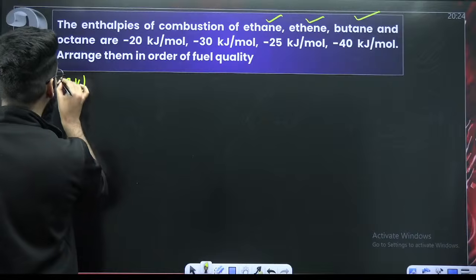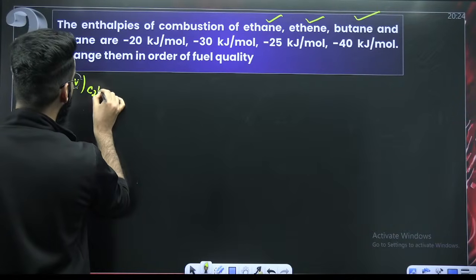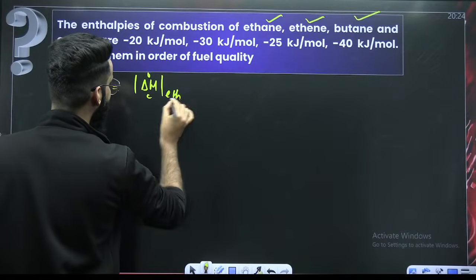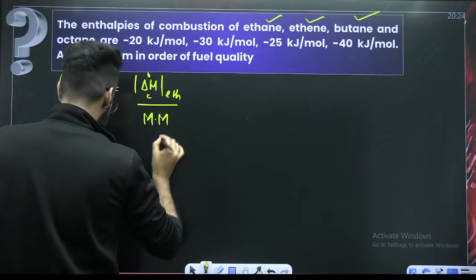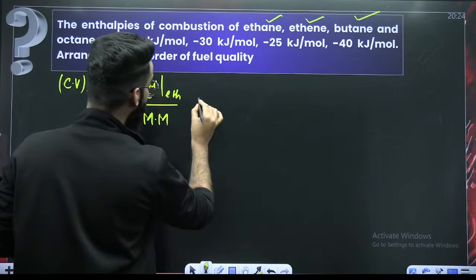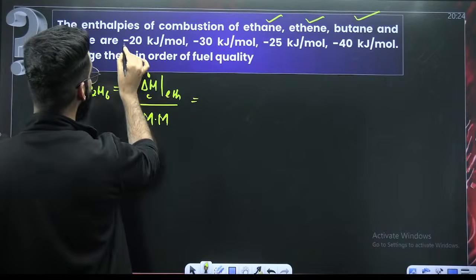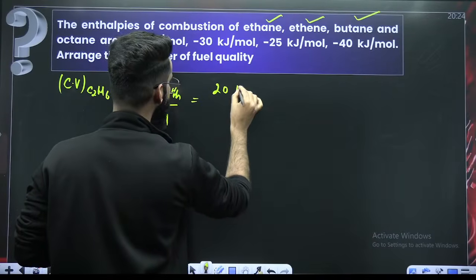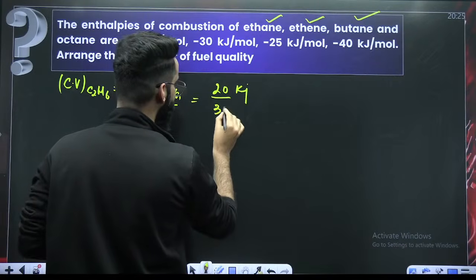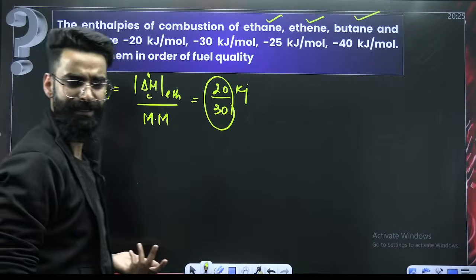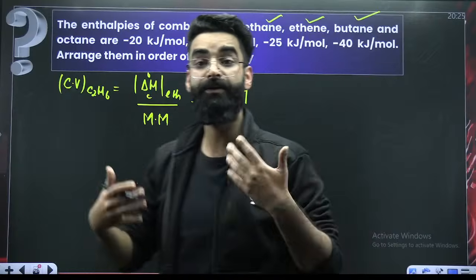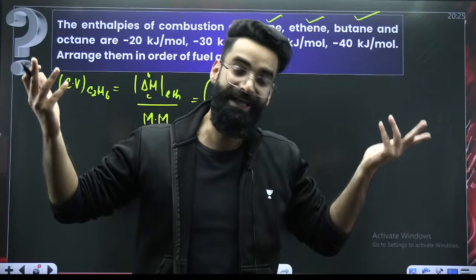So first of all, for example, I am calculating the calorific value of ethane. It will be equal to the magnitude of standard enthalpy of combustion of ethane divided by its molar mass. This term is given to us as minus, so I'll take 20 kilojoules divided by the molar mass of ethane: 12 twos are 24, 24 plus 6 is 30. So this is your calorific value of ethane. Similarly, you'll calculate the calorific value of every fuel, then compare whose calorific value is more. The one which has more calorific value is going to have the better quality.